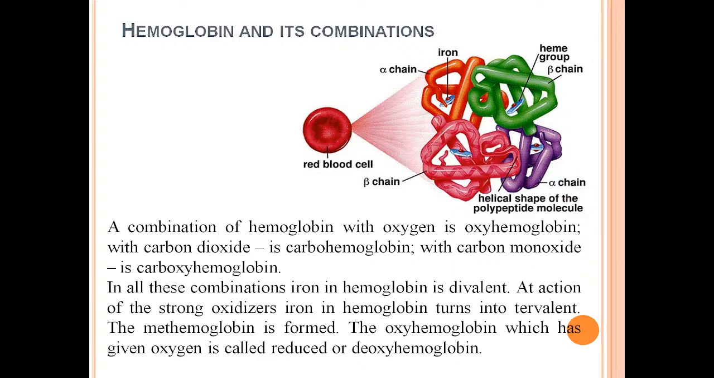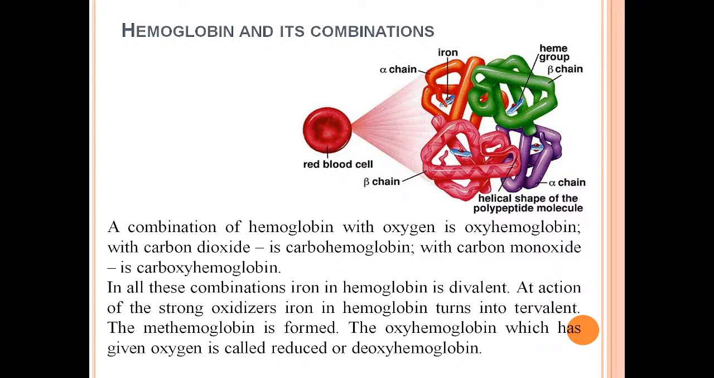A combination of hemoglobin with oxygen is oxyhemoglobin, with carbon dioxide is carbohemoglobin, with carbon monoxide is carboxyhemoglobin. In all these combinations, iron in hemoglobin is divalent. Action of a strong oxidizer turns iron in hemoglobin into trivalent. The methemoglobin is formed. The oxyhemoglobin which has given oxygen is called reduced hemoglobin, deoxyhemoglobin.